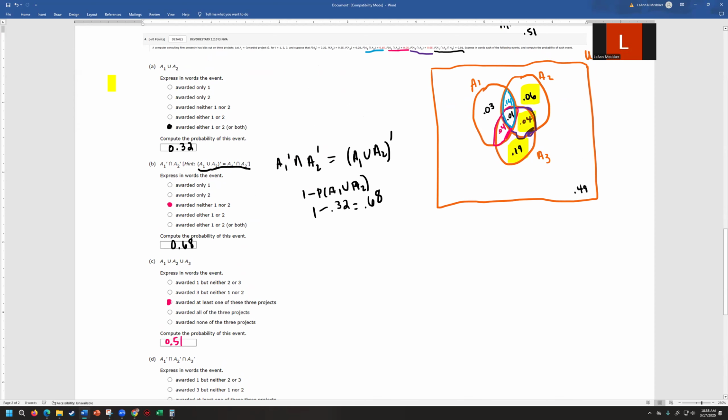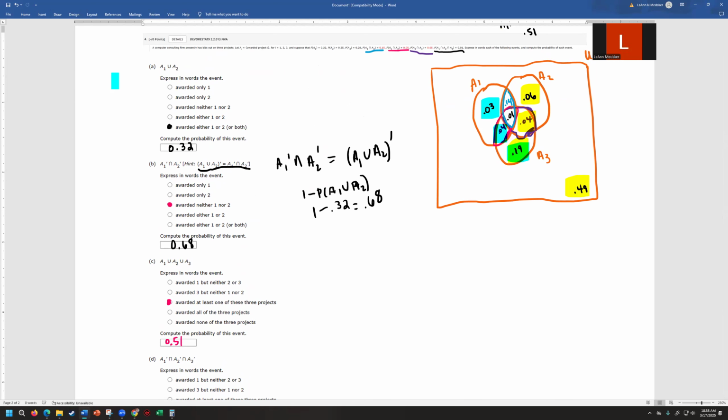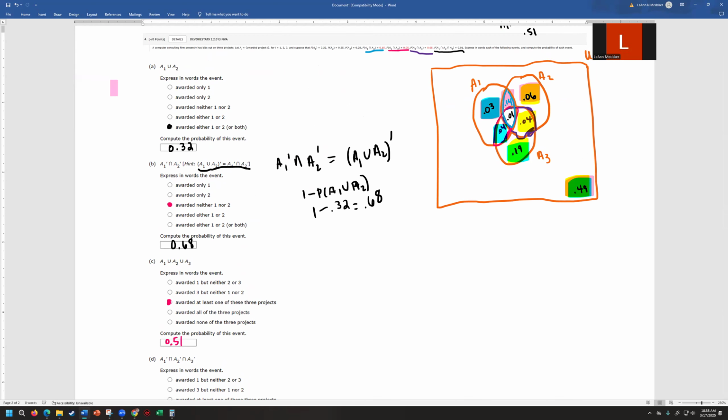Not A1 is these 4. Not A2 is going to be this one, this one, this one, and this one. And then not A3 would be this one, this one, this one, and this one. Notice the only place that got all three highlights was the 0.49. Okay, so if you're intersecting, remember you have to have all three in agreement at that place.